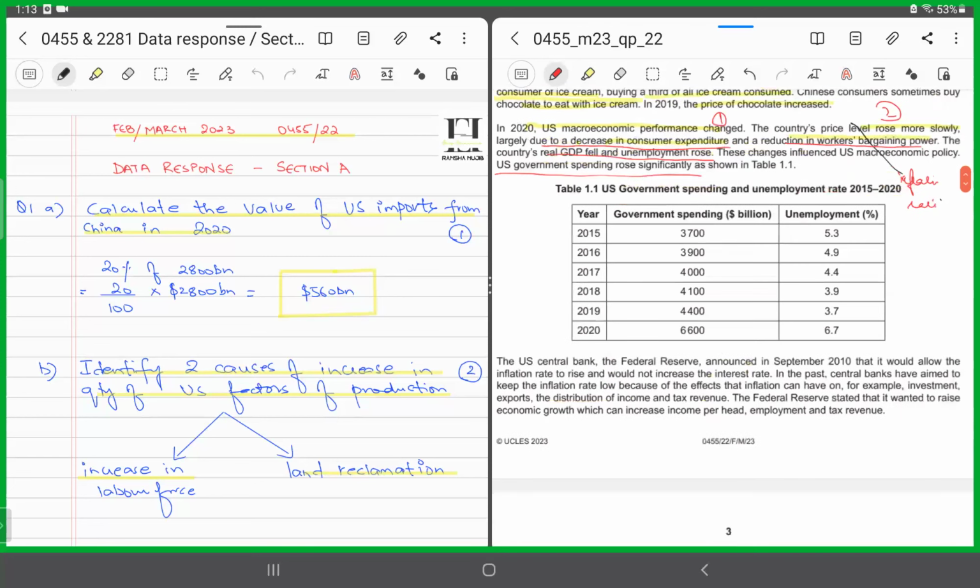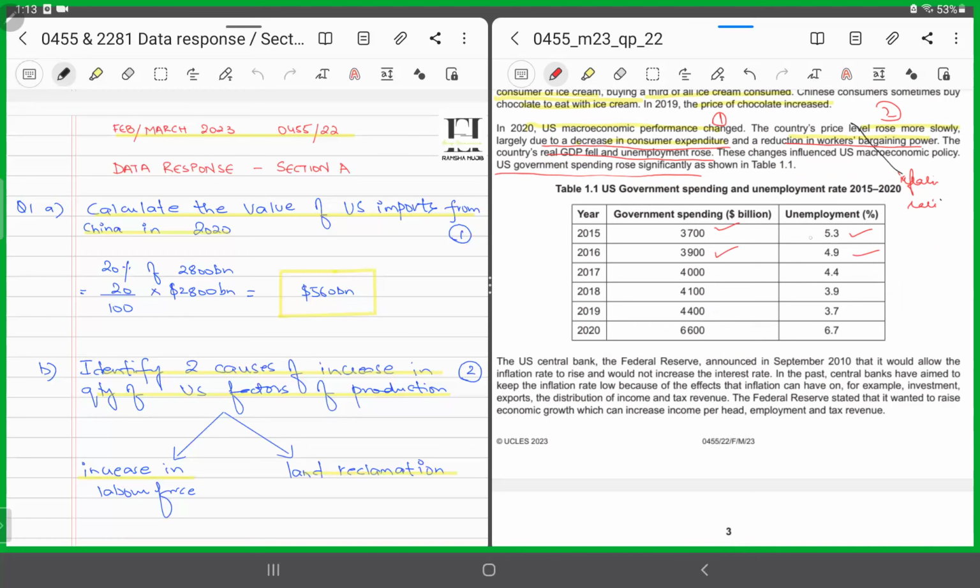So now let's look at the statistics from 2015 to 2020. In 2015, the government spending was around 3,700 billion and the unemployment was 5.3%. Then the government spending was 3,900 and the unemployment was 4.9%. So if you look closely, the government spending kept on increasing and the unemployment rate kept on reducing.